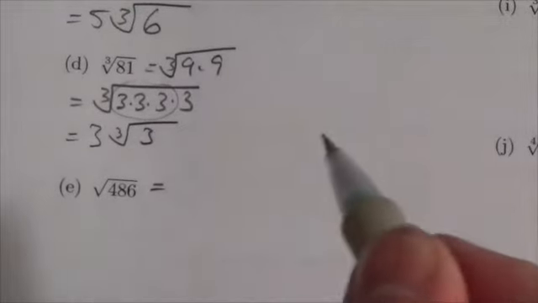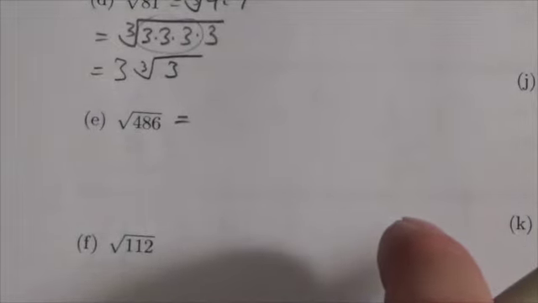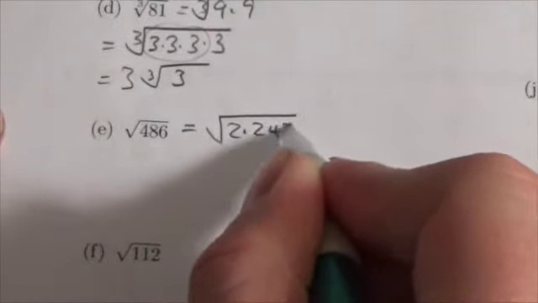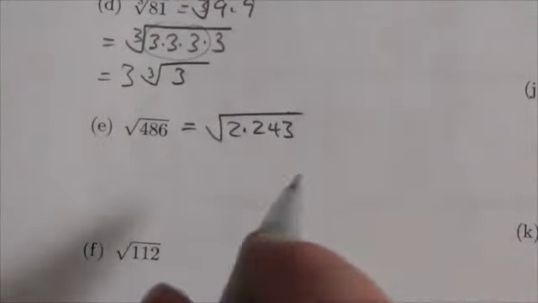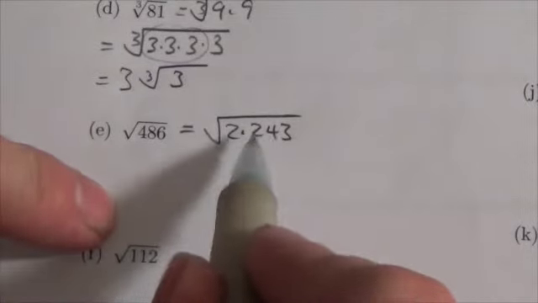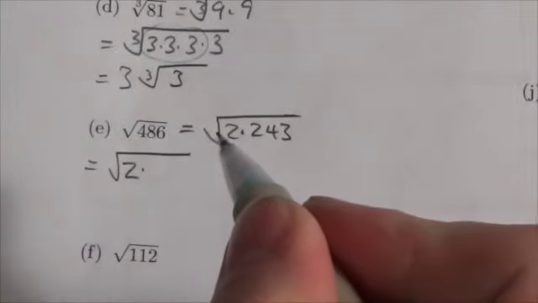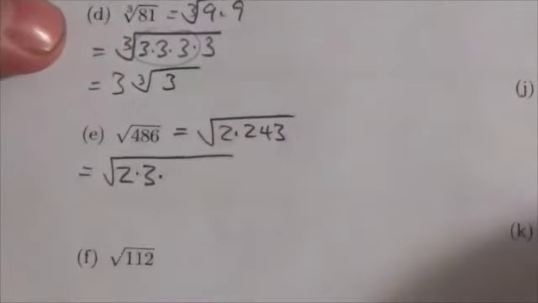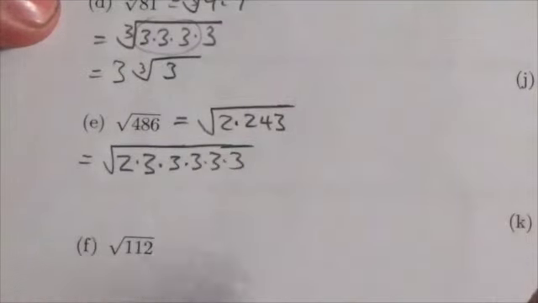Okay, now 486. Right off the top of my head, I actually don't know how to break apart 486. So the first thing that I would think to do with that is divide it by 2. So I'm going to have to walk through this one. 2 times 243. Now I recognize 243, but let's talk about it. Notice it's not divisible by 2, so I'm done with the 2's here. But 243 is divisible by 3, and when I divide that by 3, I get 81. And we just did 81, right?